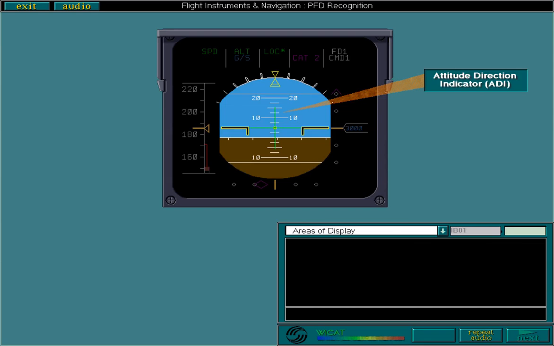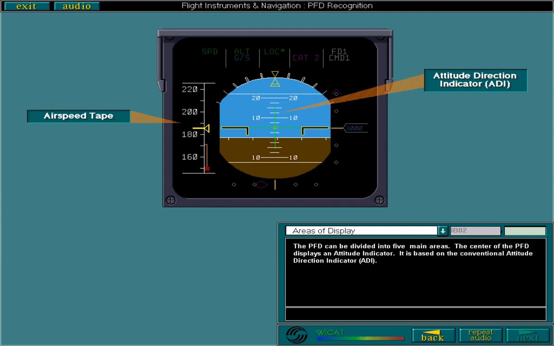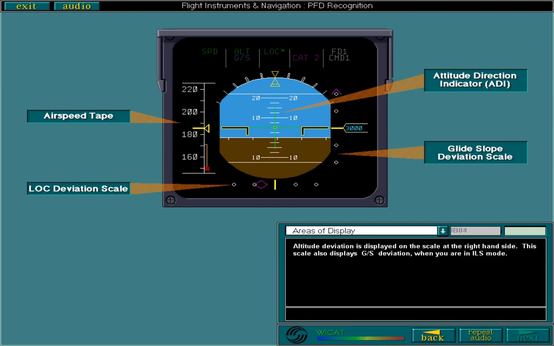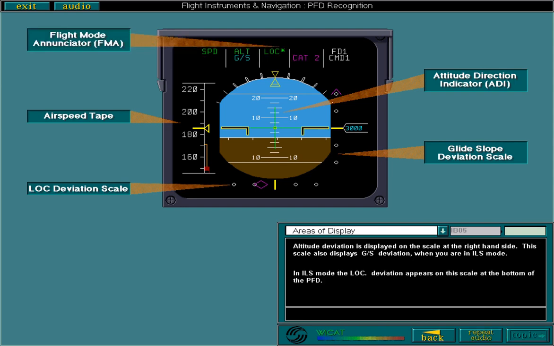The centre of the PFD displays an attitude indicator. It is based on the conventional attitude direction indicator, ADI. Airspeed information is displayed on a vertical scale on the left-hand side. Altitude deviation is displayed on the scale at the right-hand side. This scale also displays glide slope deviation when you're in ILS mode. In ILS mode, the lock deviation appears on this scale at the bottom of the PFD. Finally, the Flight Mode Annunciator, FMA, is displayed at the top of the PFD. Let's look at each area in more detail.